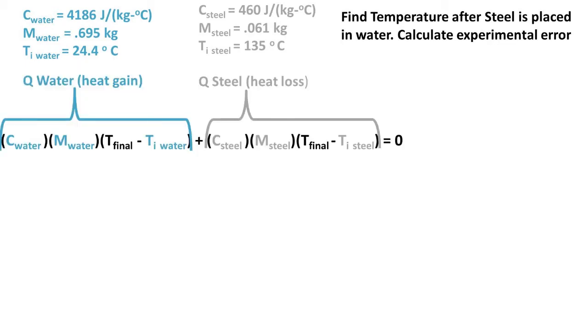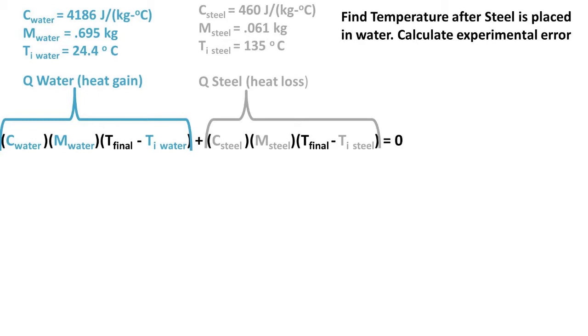So the equation for Q of the substance, where Q means heat, is the C, or specific heat of the substance, times the M, or mass of the substance, times the T, or temperature change. Being that the energy is conserved, the total heat energy gain of the water plus the total heat energy loss of the steel bolt must equal 0.